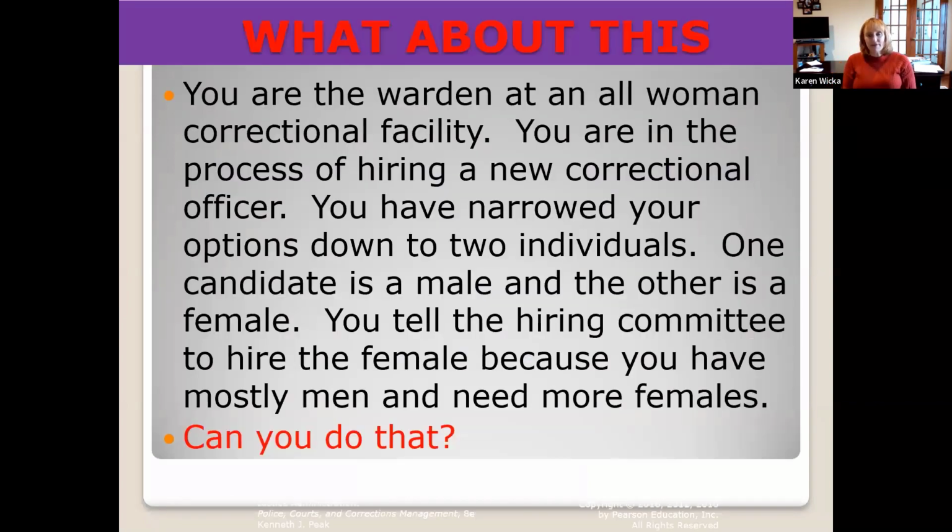To get you thinking about that, I just have a scenario. You are the warden at an all-women correctional facility. You're in the process of hiring a new correctional officer. You have narrowed down your options to 2 individuals. One candidate is a male, the other is a female. You tell the hiring committee to hire the female because you have mostly men and you want and need more females. So the question is, can you do that? Can you prefer to have one gender over another gender?